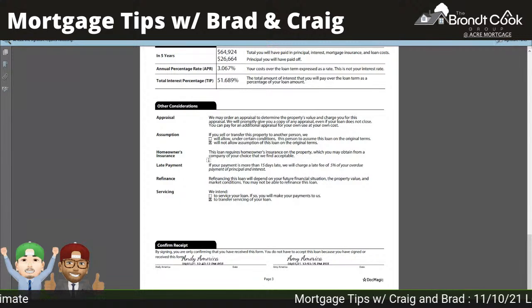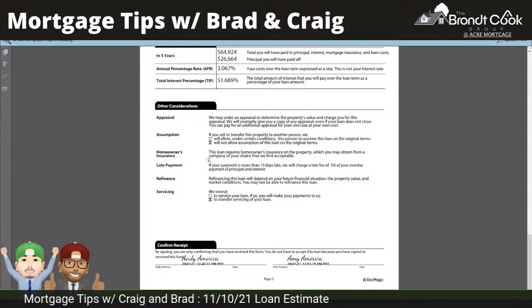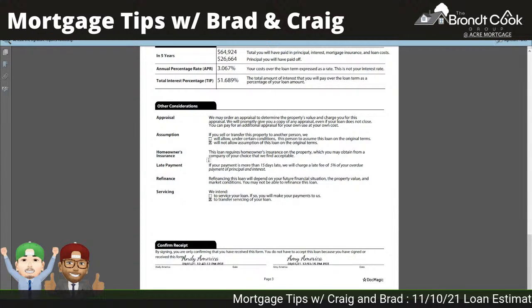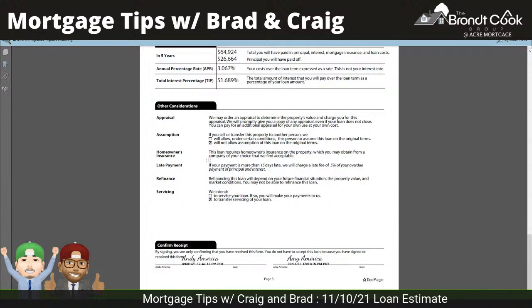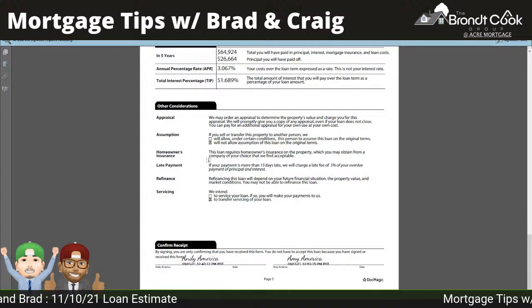Refinance, it's just telling you some basic disclaimers about a refinance. The property value has a lot to do with it, and market conditions. It's saying you may not be able to refinance this loan depending on where the market is, right? Obviously, you're not going to refinance out of a 2.99 interest rate for a 30-year fixed if 5 years from now the rates are 5%. That wouldn't make sense to do.